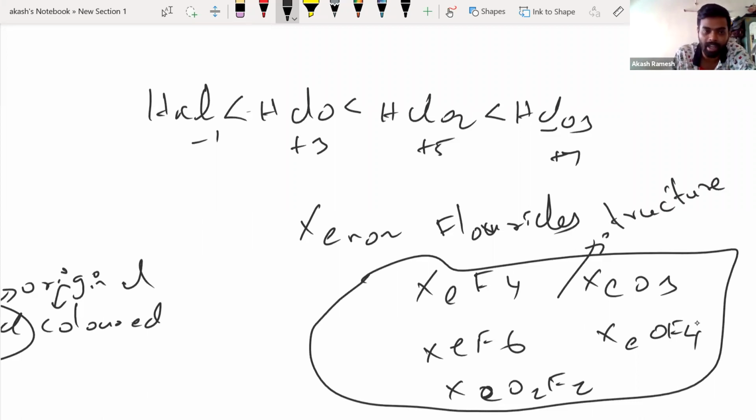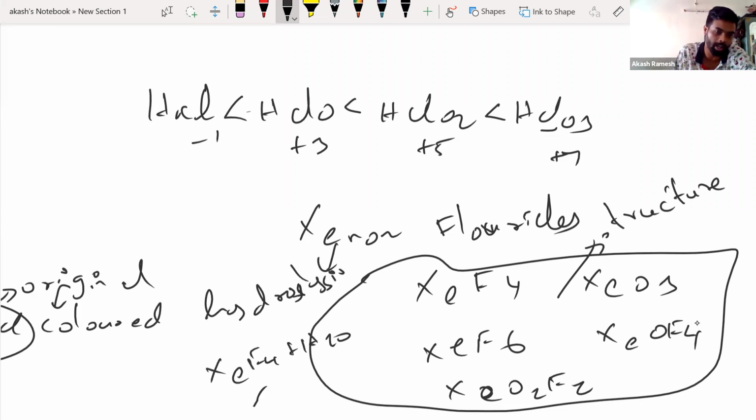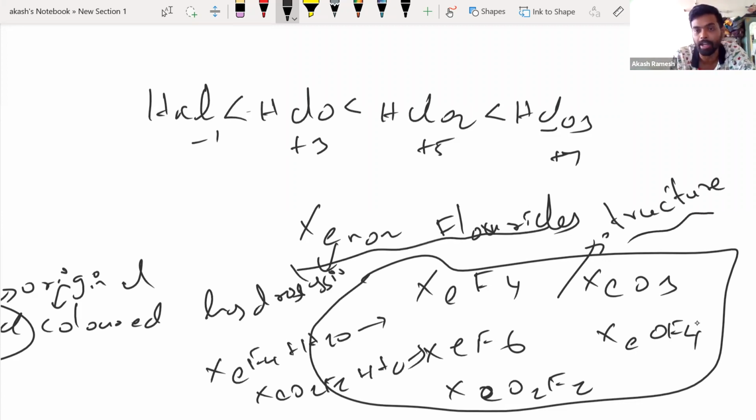Right. Next thing is hydrolysis. Hydrolysis of xenon fluoride. Say, for example, if XeF4 reacts with water, or say XeO2F2 reacts with water, what are the products? Something like that, right? So know all the reactions of xenon fluorides and know all the structures of xenon fluorides. That is enough. That is enough for group 18.